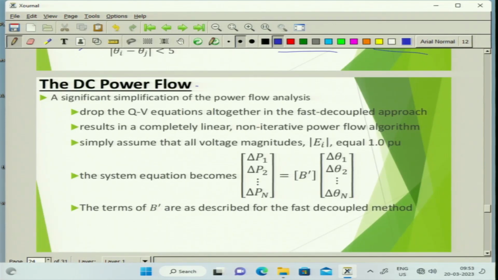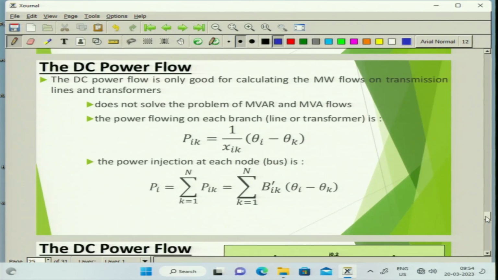There is something called DC power flow, which you can make even faster by ignoring voltage and reactive power totally. DC means there is no reactive power, so it is only active power. Active power with respect to theta is expressed here, and only B dash is there, the B double dash matrix is ignored. So you get Pik is 1 by xik into (theta i minus theta k), because sin(theta i minus theta k) is close to theta i minus theta k. The power injection at each node is Pi equal to the sum of Bik dash into (theta i minus theta k).